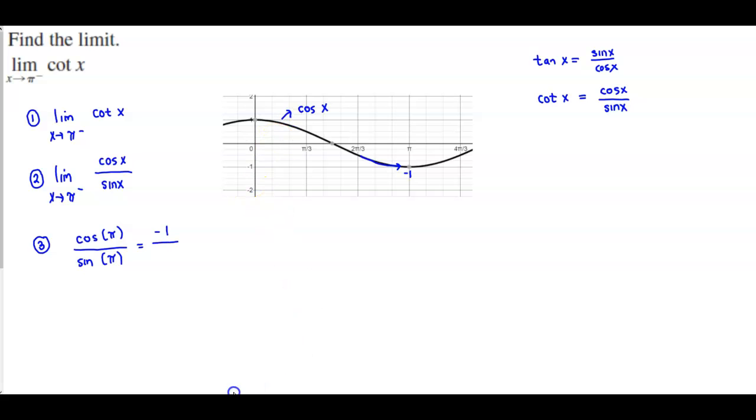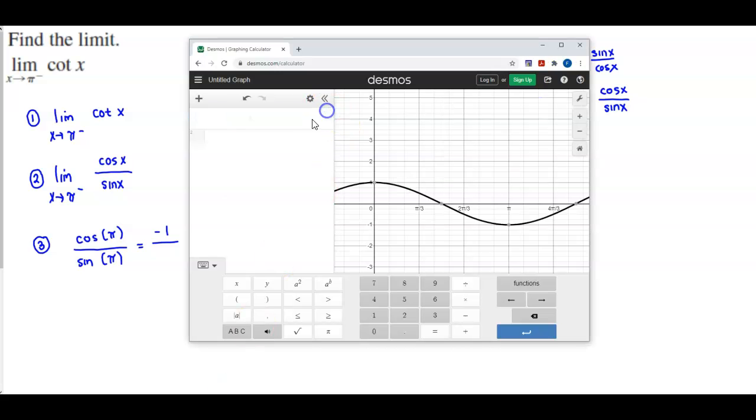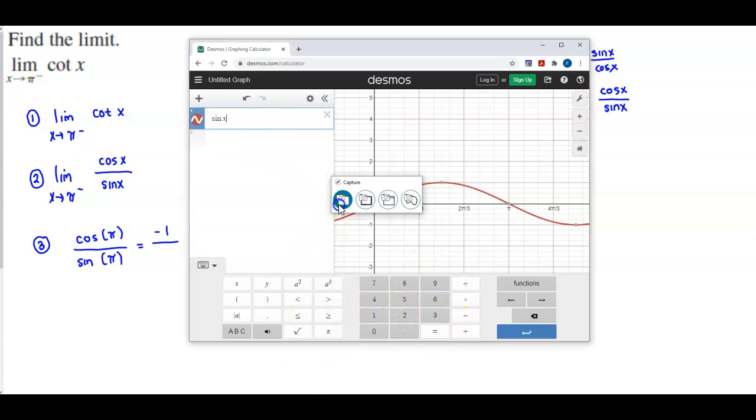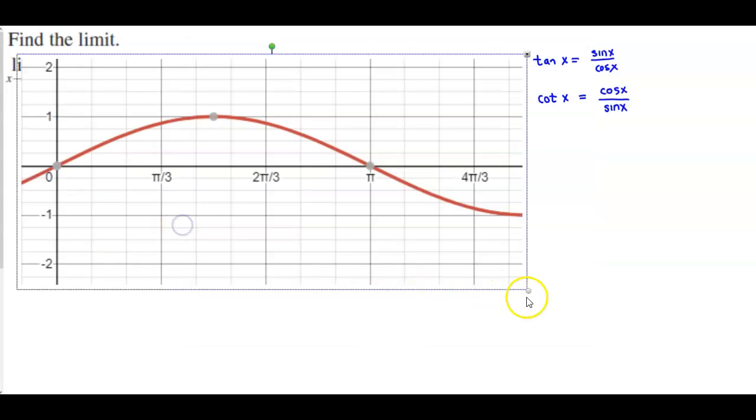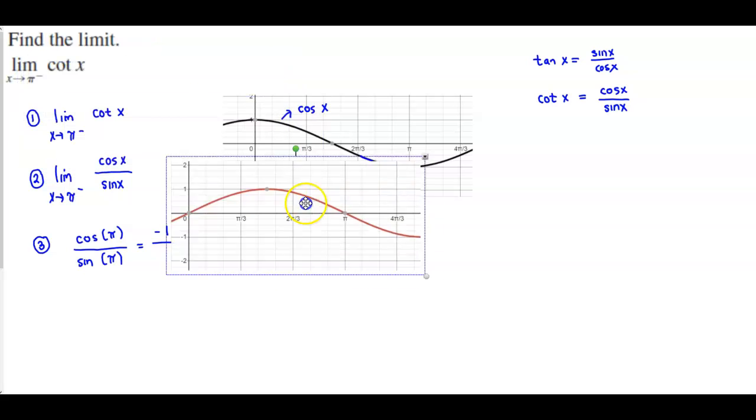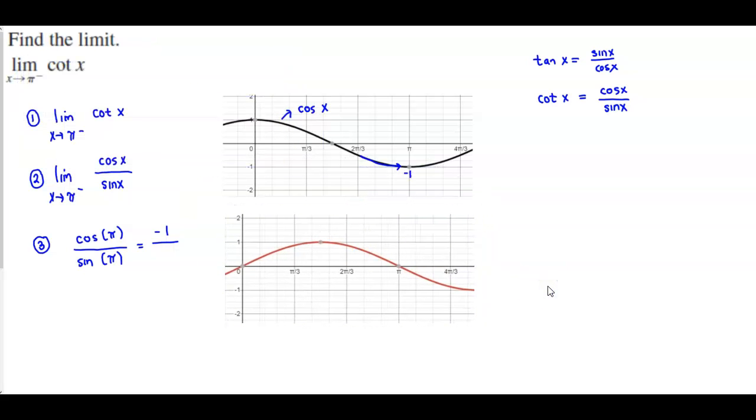Okay, now let's take a look at the graph of the sine of x. So here we have the graph of the sine of x, and as it is approaching pi from the left, we can see that the value is 0. So this is -1 over 0.